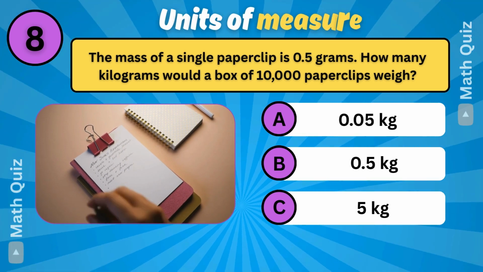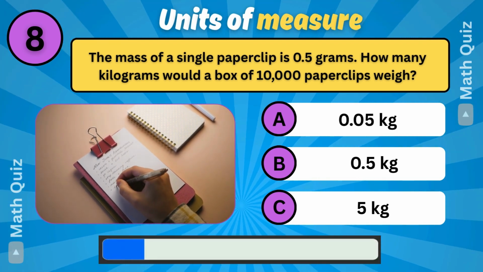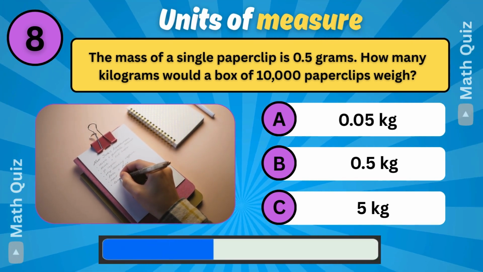8. The mass of a single paperclip is 0.5 grams. How many kilograms would a box of 10,000 paperclips weigh?